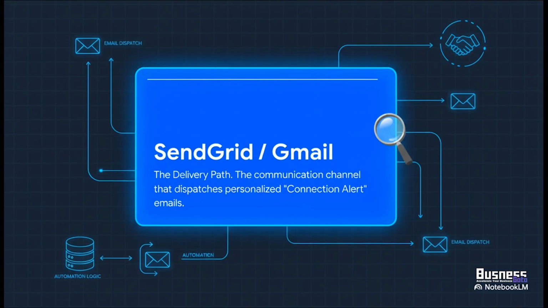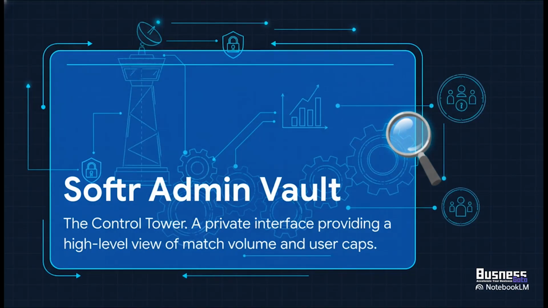Okay, we've logged a match. Now we've got to tell the people involved, right? That's the job of our delivery path. We can use a service like SendGrid, which will automatically fire off personalized connection alert emails. It even pulls data straight from the matched records to make the email super relevant and useful. It's what closes the loop. And of course, any good system needs a control tower. So using Softr again, we can build out a secure, private admin vault. And this isn't just some vanity dashboard, it's our mission control. From here, we can monitor match volume, keep an eye on API usage, and just generally check the system's health. It gives us the full picture we need to scale up responsibly.